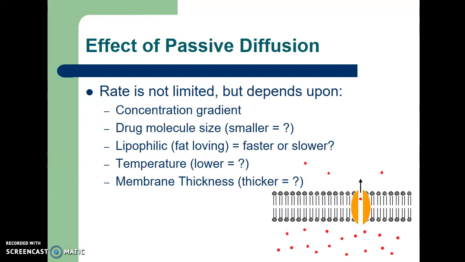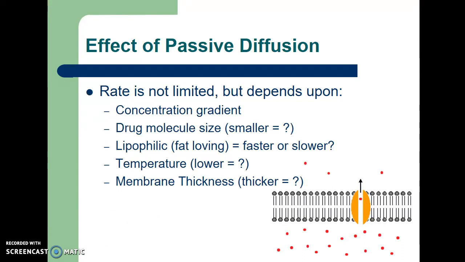Molecule size has an effect on how fast drugs move across membranes in passive diffusion. Generally, think about which you think would move across faster, smaller or larger. If you guessed smaller, you're correct. The smaller the molecule size, the easier it is and the faster it will move across.